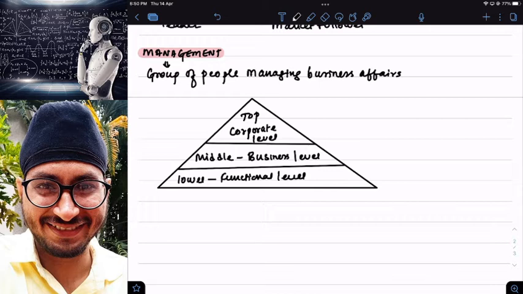Acha, tell me, managing director is there, CEO is there, CFO is there, they all come under where? Managing director, CEO, CFO, chairman of the company, they all come under top level management. Managers like sales manager, marketing manager, purchase manager, they all come under middle level management. Sales executives, marketing executives, accountant, they all come under lower level or functional level management.